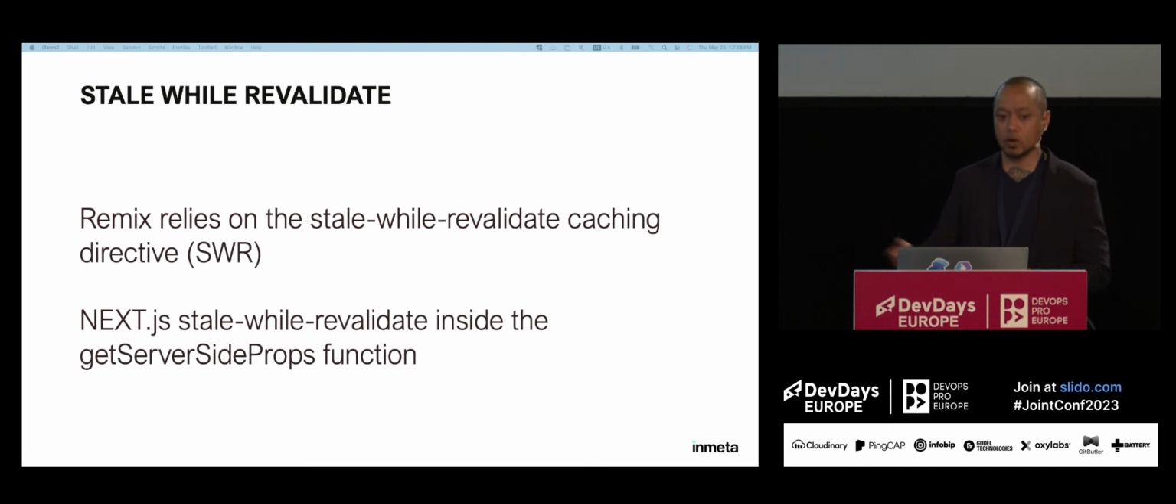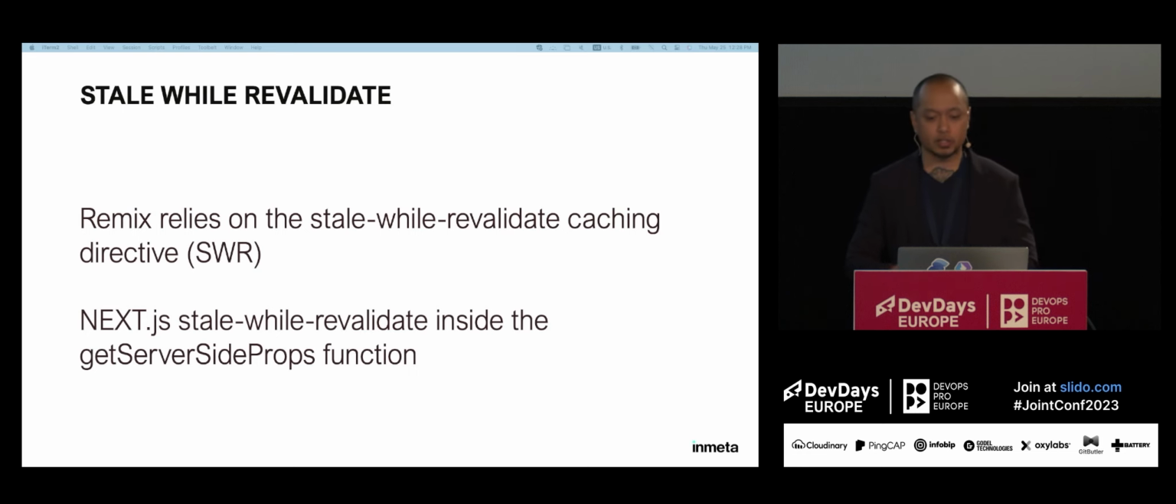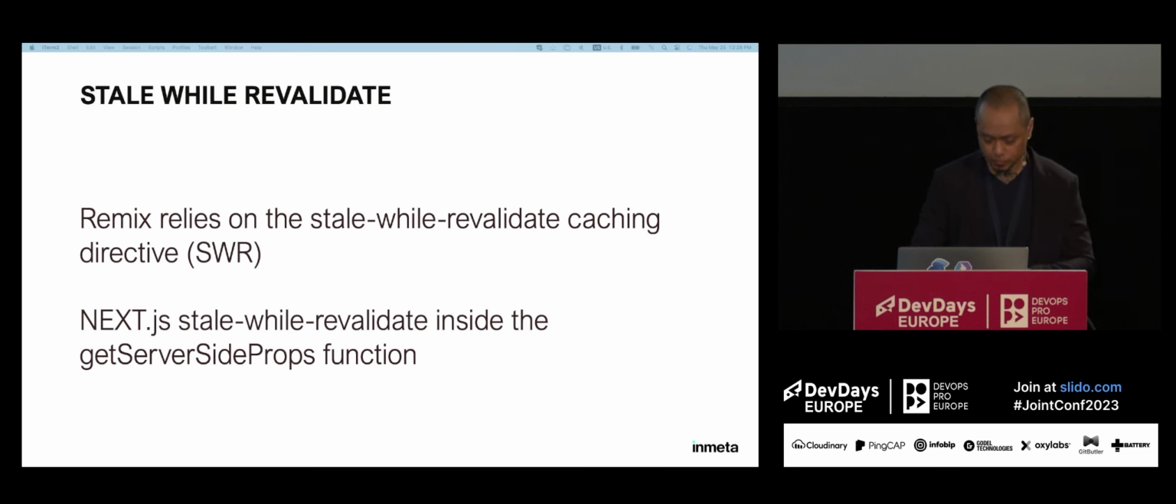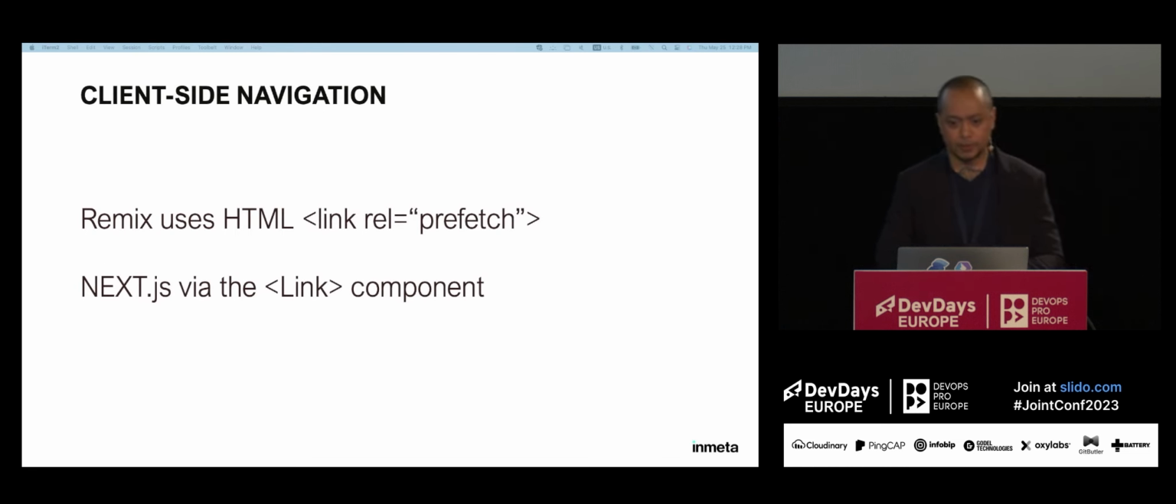Yeah, it's stale-while-revalidate. To serve content as fast as possible, Remix relies on the stale-while-revalidate caching directive. Next.js also offers the possibility of working with stale-while-revalidate, inside the getServerSideProps function. Another one, prefetching of all assets for a page to enable instant navigation. It looks like this in Remix, and in Next.js, using the link.